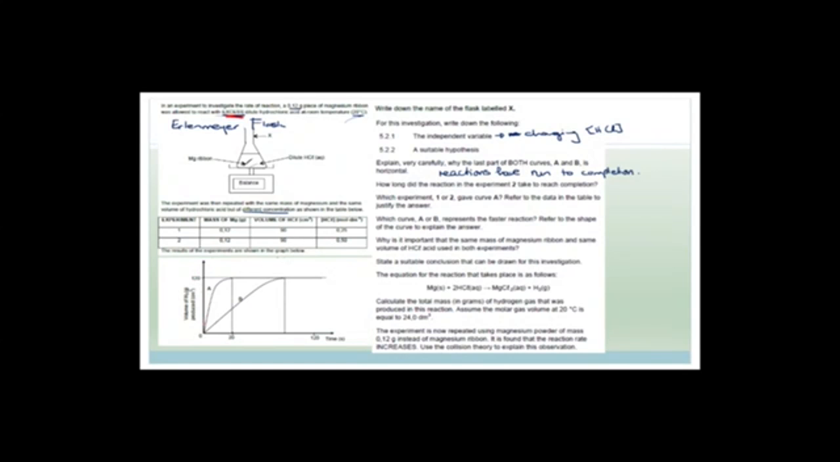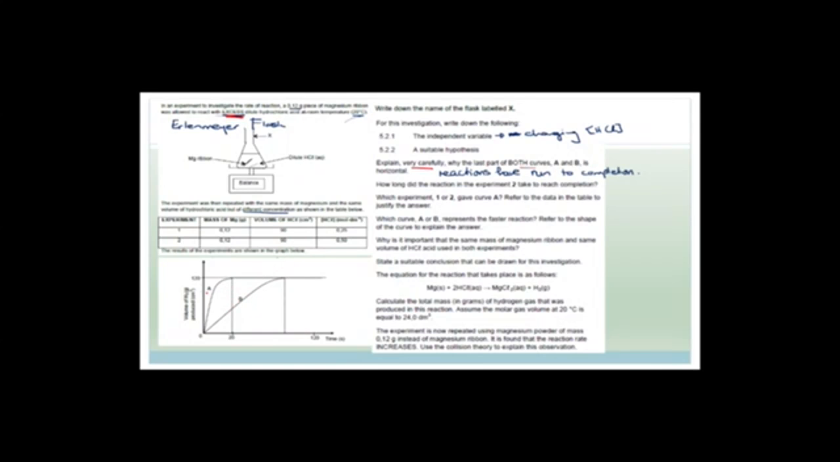Then they gave us a graph, and this is the volume of the hydrogen gas that was given off versus time. Then I said write down the name of the flask, the Erlenmeyer flask, for the investigation. So we've done all that, and then it says explain very carefully why the last part of both curves A and B are horizontal. Well, just to remind you, the reason that both A and B go horizontal is because the reactions have run to completion.